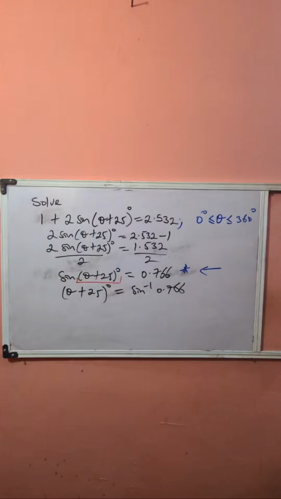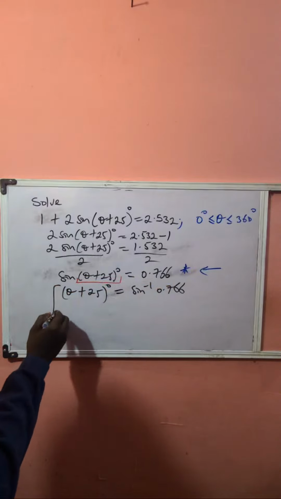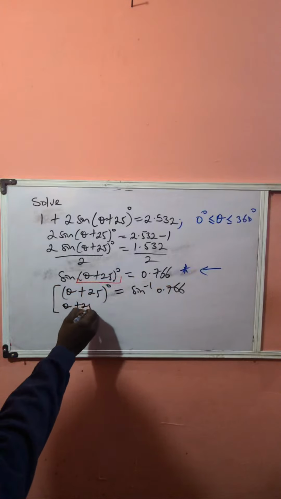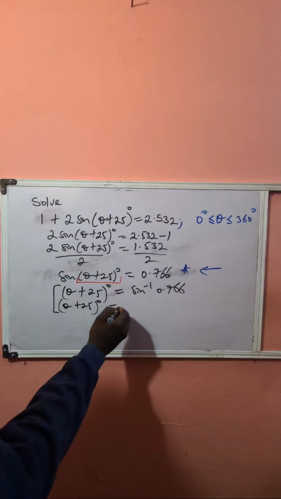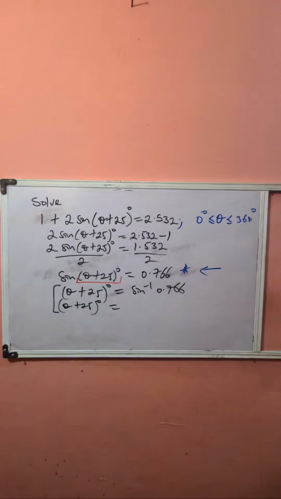the final answer. So what we are doing right here is basically that step I used to tell you to do, ignoring the sign. We have ignored the sign here. We're not caring if there was a plus or minus here. We just wanted to find what our theta plus 25 degrees is. So if we do arc sine of 0.766, what do you think you're supposed to get there?